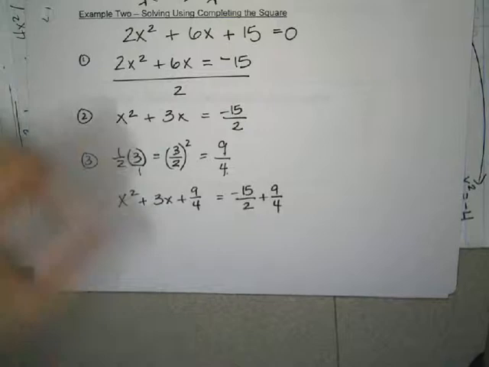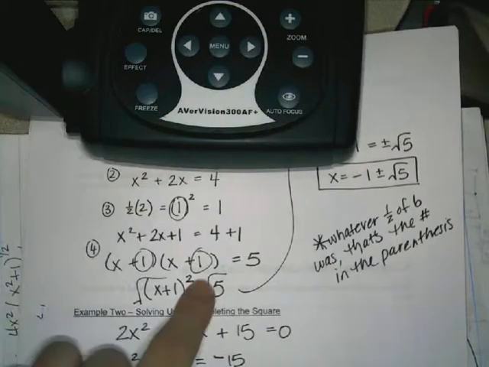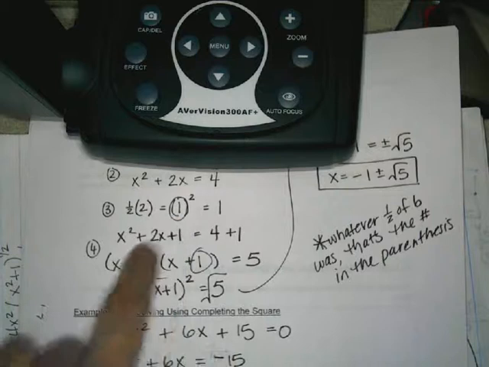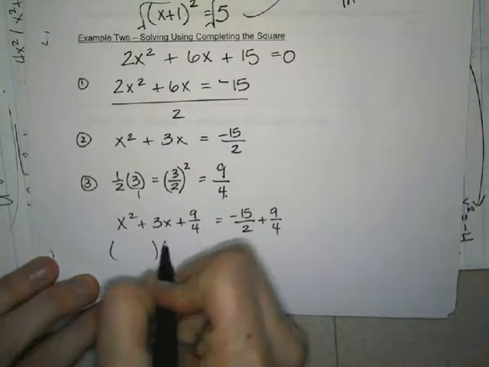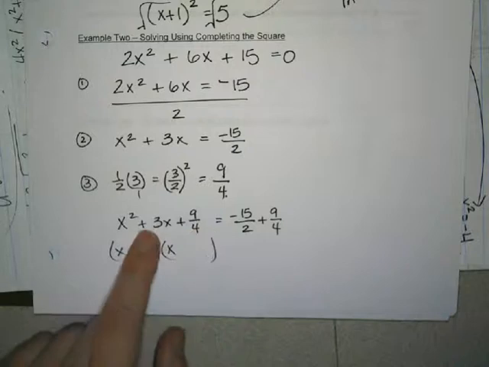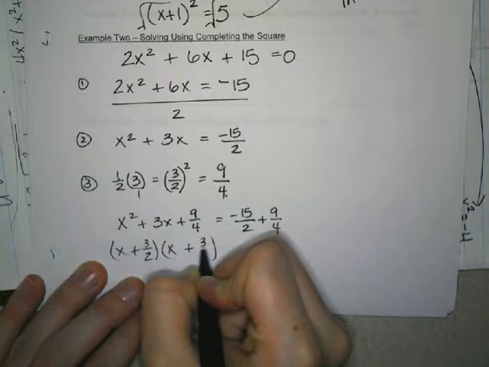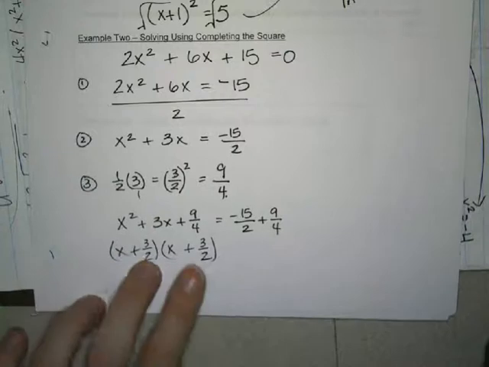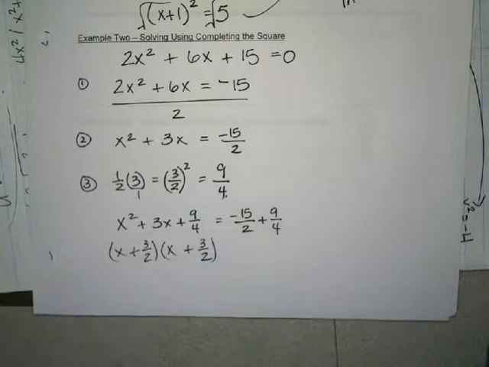Now if we didn't have the pattern we talked about at the very beginning, where half of b is what goes in the parentheses, it might be difficult to factor this, because we'd have to think, okay, what two numbers multiply to get 9/4 and add to get 3? Well, whatever half of b was, that's the answer to that question. 3 halves times 3 halves gives me 9/4. 3 halves plus 3 halves gives me 3.